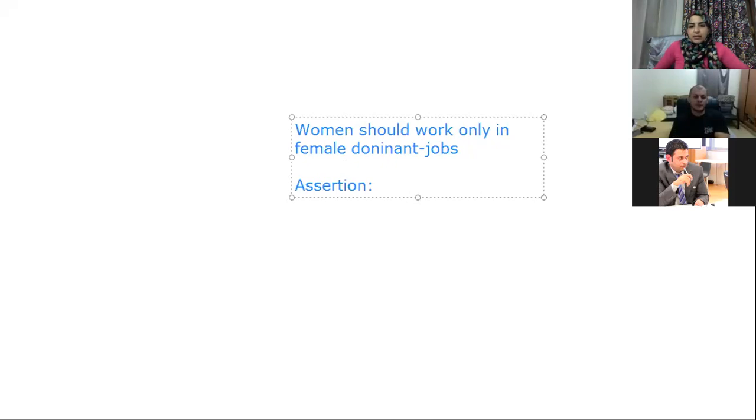So dominant here means only, or the majority working here are females. Like for example, cook or chef, it's a female dominant job. Nurses, it's a female dominant job. Ballet dancers or belly dancers are female dominant jobs. It means the majority of the workers are females. Yeah. So, okay. So the assertion would be something like this, Mansour.